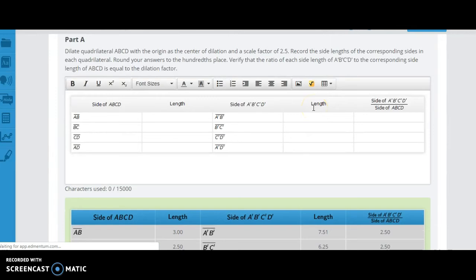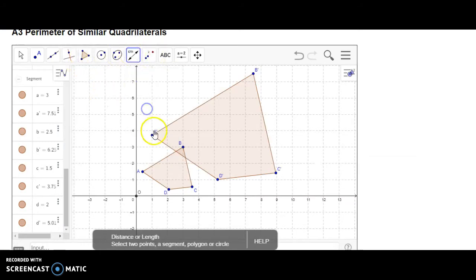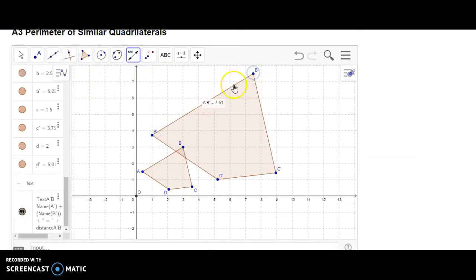Now you need to measure these, and so record the side length. So what you're going to do to record that, go back here, distance or length, and there's your distance. And you can do it all the way around each one.